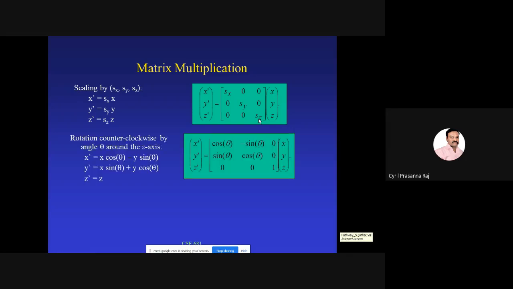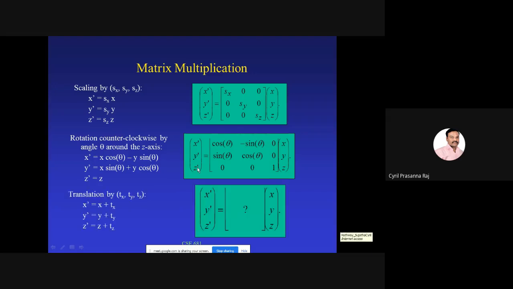If at all you're rotating the entire thing along the z-axis, then we remove sx 0 and replace it by cos theta, minus sin theta, and here sin theta, cos theta, and all others will be 0 0 1 0, 0 1, because we are going to rotate it along the z-axis. So this matrix is now called the transformation matrix. XYZ is the input matrix, x dash y dash z dash is the output matrix.